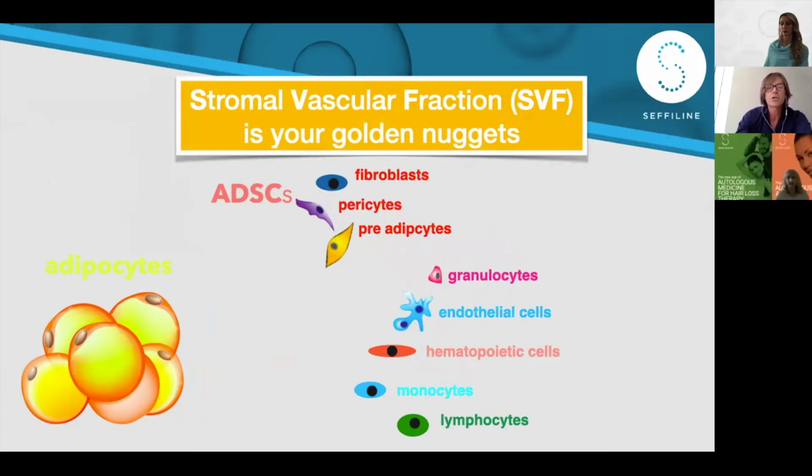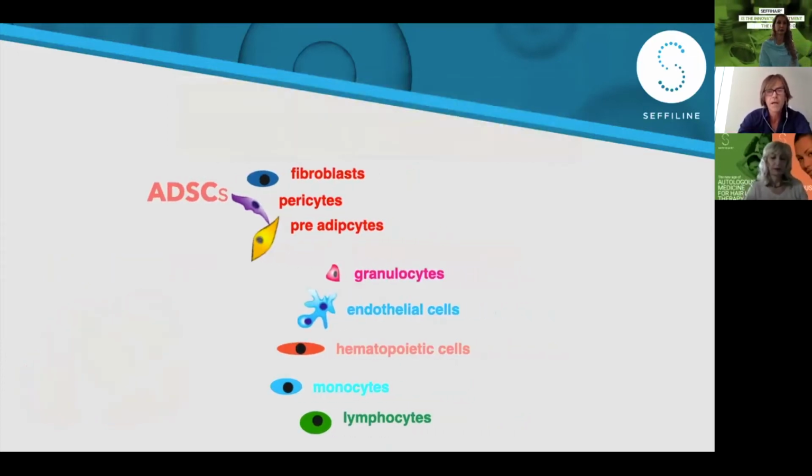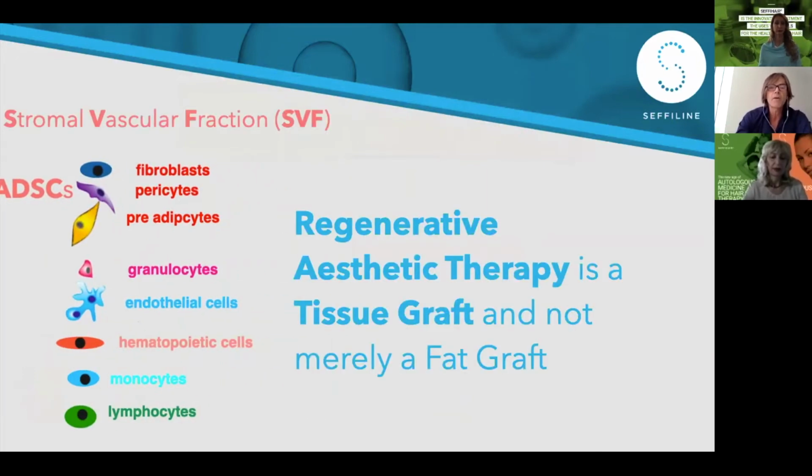Inside the stromal vascular fraction, we can find the adipose-derived stem cells, fibroblasts, pericytes, preadipocytes, but also granulocytes, endothelial cells, hematopoietic cells. And the stromal vascular fraction makes the regenerative therapy a tissue graft and not merely a fat graft.